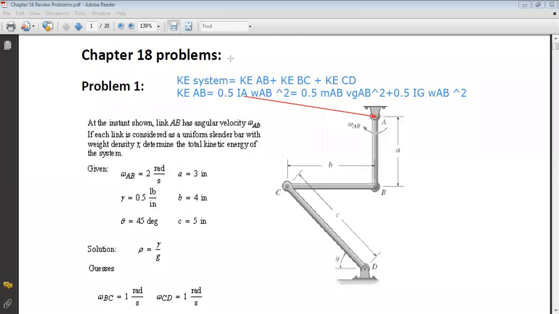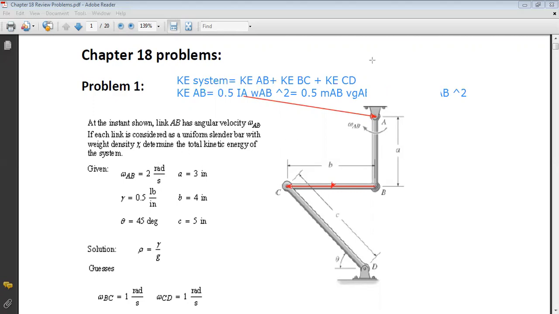Now I move to the second bar, which is BC. For BC, I should find what is the inertia first of BC with respect to its center. Then I will apply the general formula, because you know here BC is not rotating about a fixed axis. Who can tell me how can I find the instantaneous center of BC? We take the perpendiculars of the velocities.